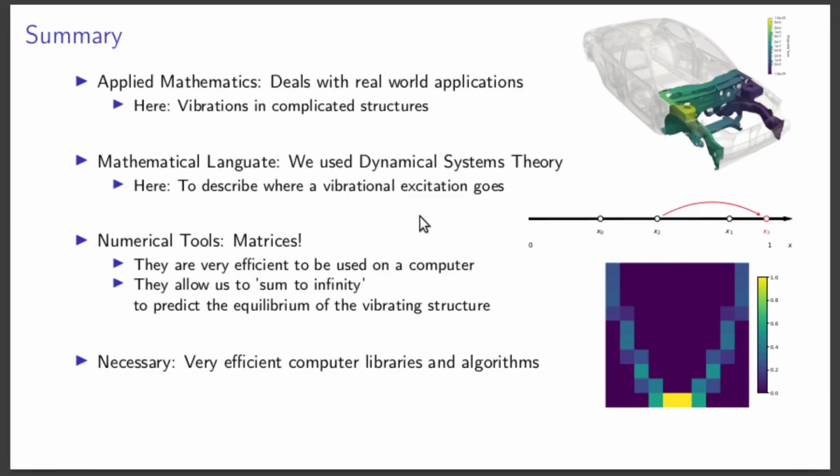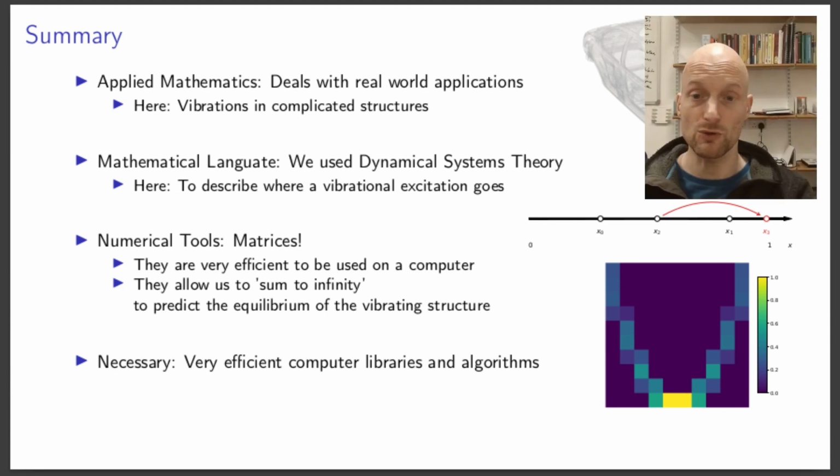And with this, I want to close. What did we talk about today? I showed you an example from applied mathematics, where we use the mathematical tools in order to predict the behavior of complicated real-world applications. And here we wanted to look at the vibrations in a complicated structure, such as this car. I told you that the way we do this is by looking at where vibrations go. They start somewhere, and then from there on, as time progresses, go somewhere else. So a natural language is that of dynamical systems theory.